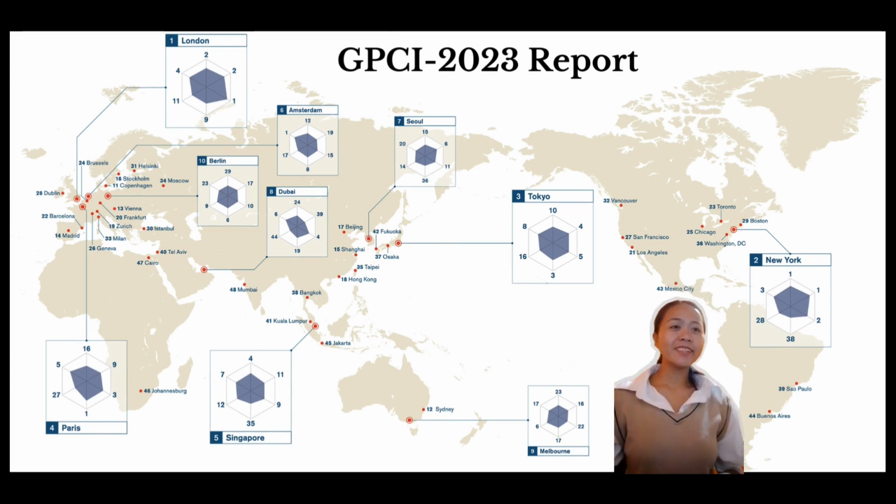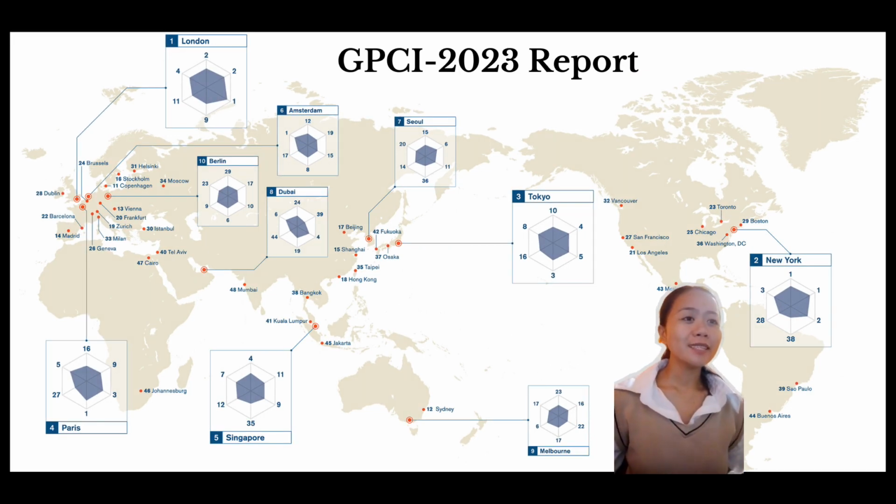So, this is the GPCI report. This is the latest, 2023. As you can see, we have the first one, London. Next is number 2, New York. Third is Tokyo. Fourth is Paris. Fifth is Singapore. Sixth is Amsterdam. 7 is Seoul. Number 8 is Dubai. Number 9 is Melbourne. And the last one is Berlin. So these are the top 10 global power cities. This is according to the GPCI report 2023.